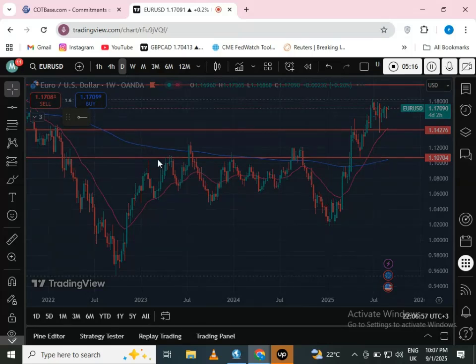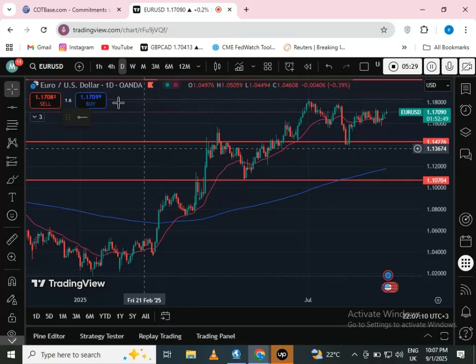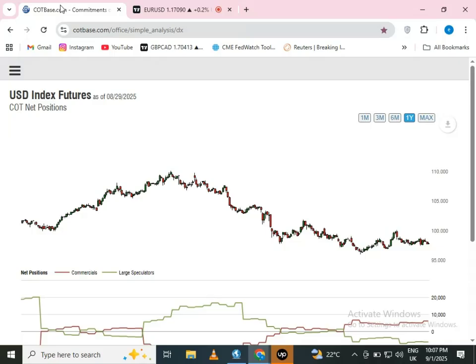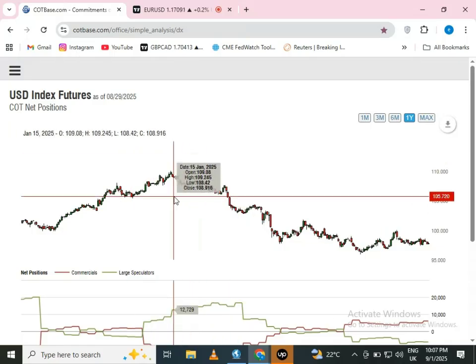Because also the large speculators, the large FX institutions, they are buying the euro compared to the dollar. They are selling the dollar while they are buying the euro. So we think we will win in this battle. It means the euro will win. So when you come and look at the COT report, it has shown that they're buying the euro right now and they're selling the dollar.